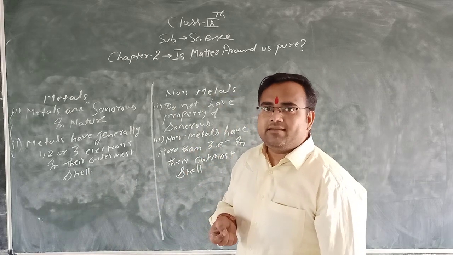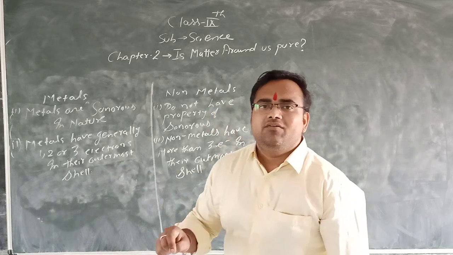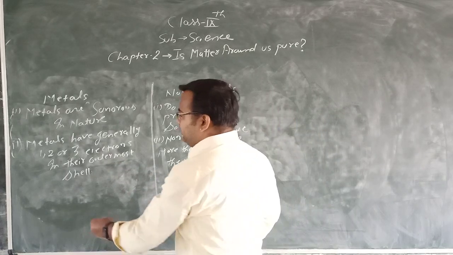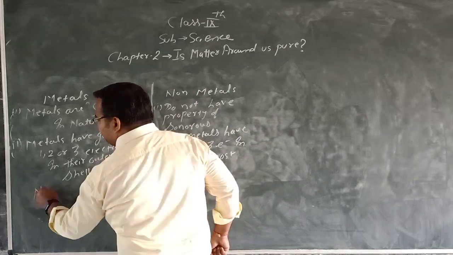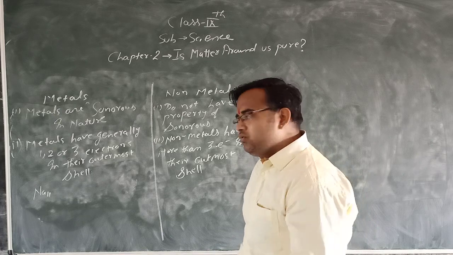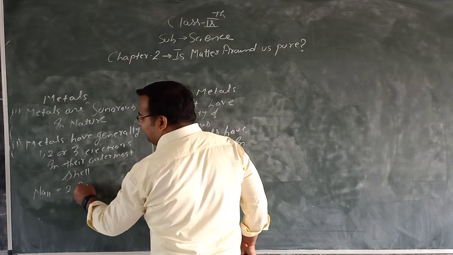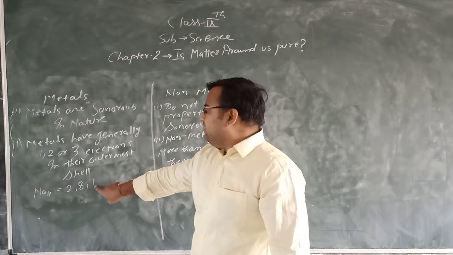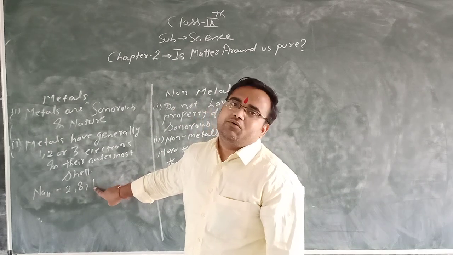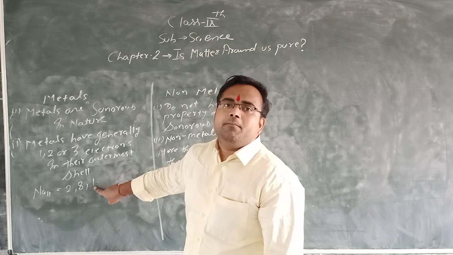We can understand by an example. In metals, we can take any metal, for example, sodium. Sodium has atomic number 11. So its electronic configuration can be written as 2, 8, 1. See, it has one electron in its outermost shell. So it comes under metal.